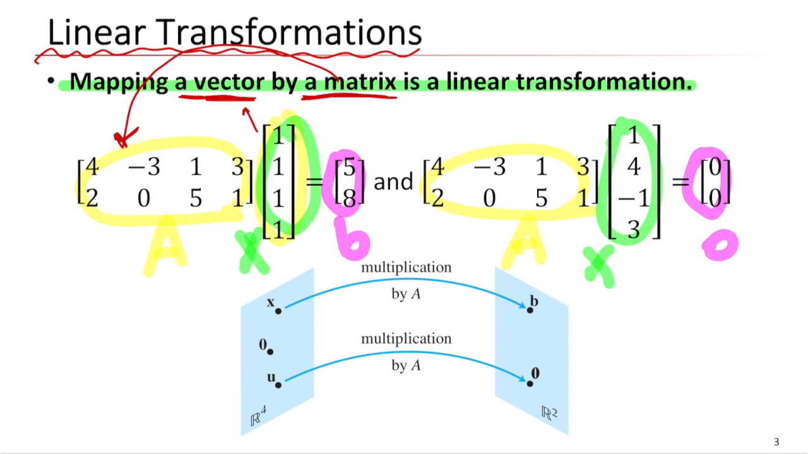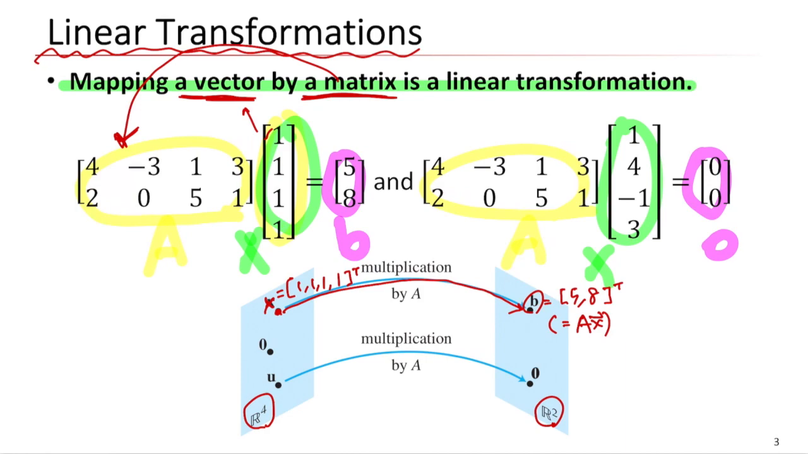So here is the figure. Let's say here is the R4 space, and there is some vector x here, in this case 1, 1, 1, 1. Then what is A times x? A times x will make some vector b. In this case, mapping vector x by the matrix A gives the vector 5, 8, because this is A times x. So what is the size of this vector? It is in R2 space. So this vector x will be transformed to the vector b.